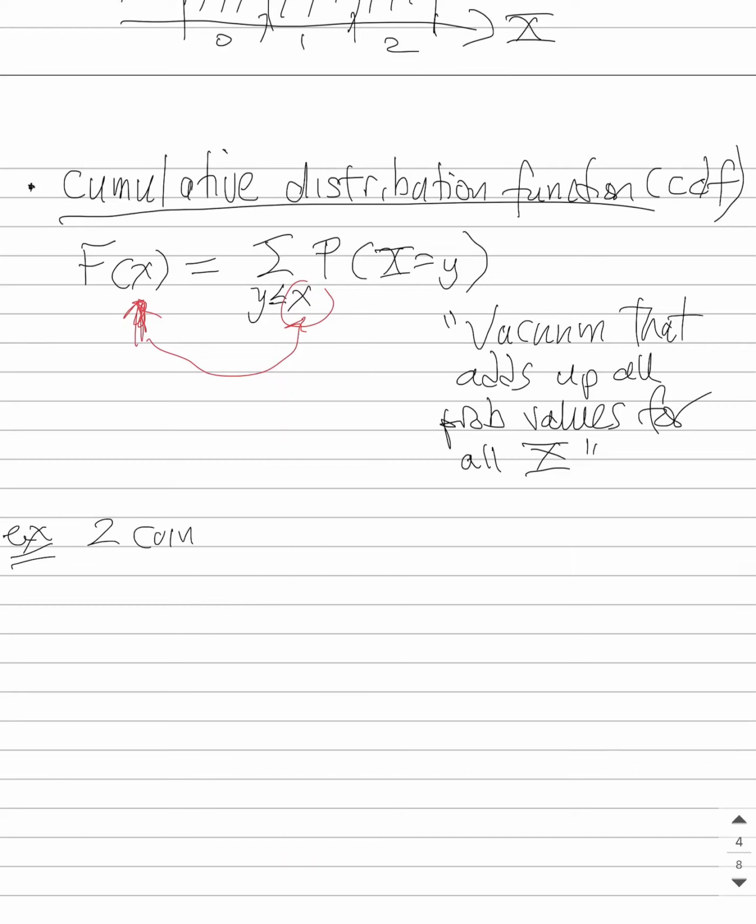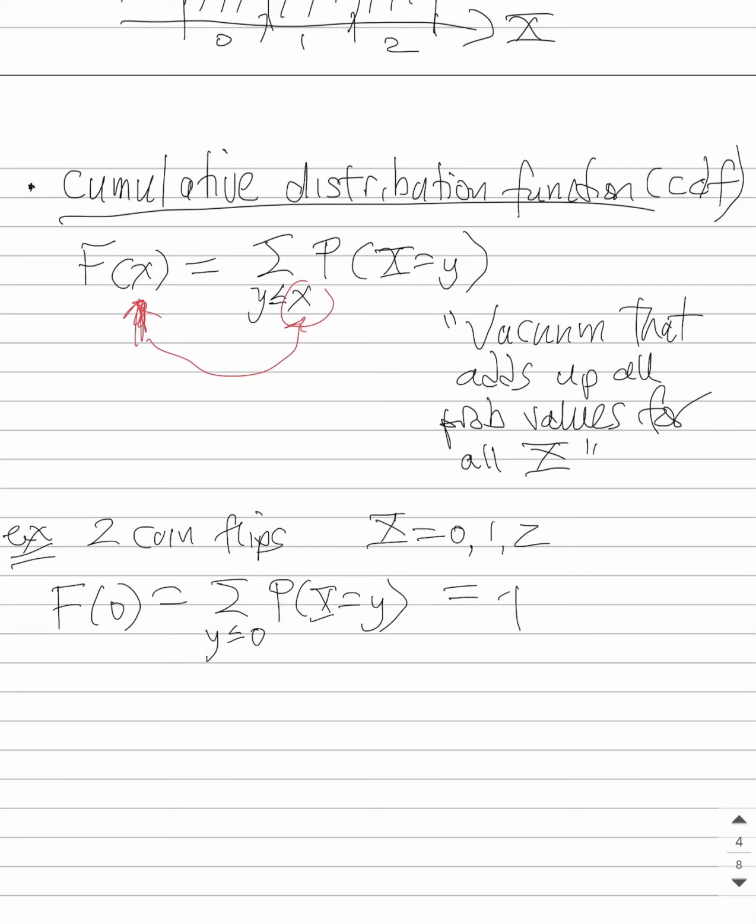For the two coin flips, if I were to write f of 0, in terms of the definition, this would say let y be all the values in your experiment that are less than or equal to 0, and then sum up the individual probability values. Well, in this particular case, there's only one outcome. X could either be 0, 1, or 2. There are no outcomes that are less than 0. So in this particular case, this adds up to the one single value where x is equal to 0. So the probability would be 1/4.